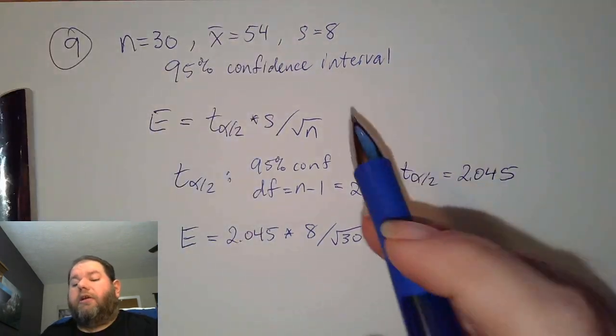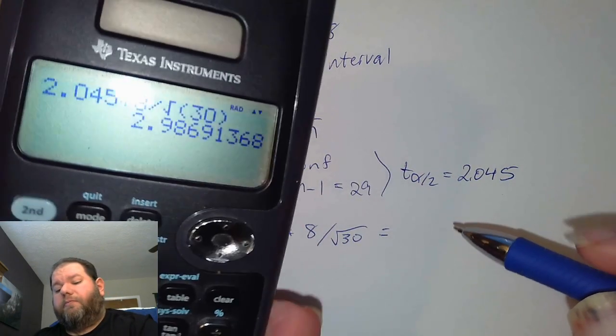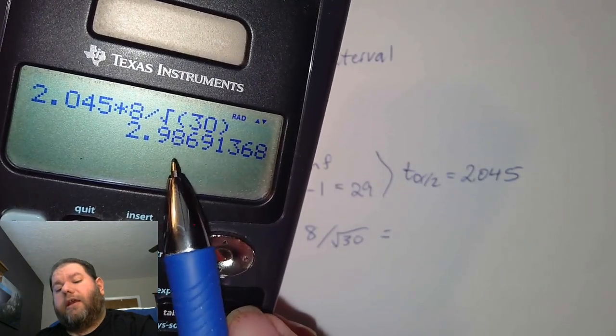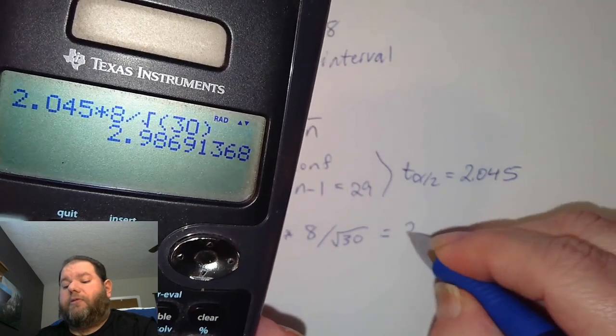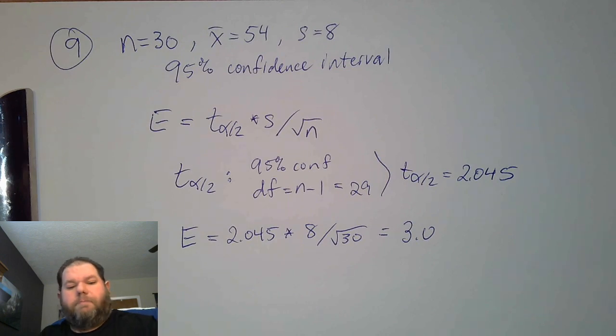Let's see. How would we round that? Now our data here is whole numbers, so we're going to round to the nearest tenth. Now, let's see. So to the nearest tenth, 2.98, the 8 rounds the 9 up 1, so it'd actually be 3.0. Okay. So we get E equals 3.0, that's our margin of error.